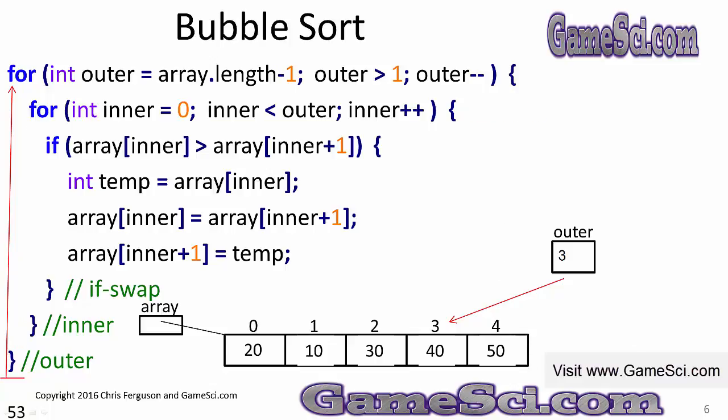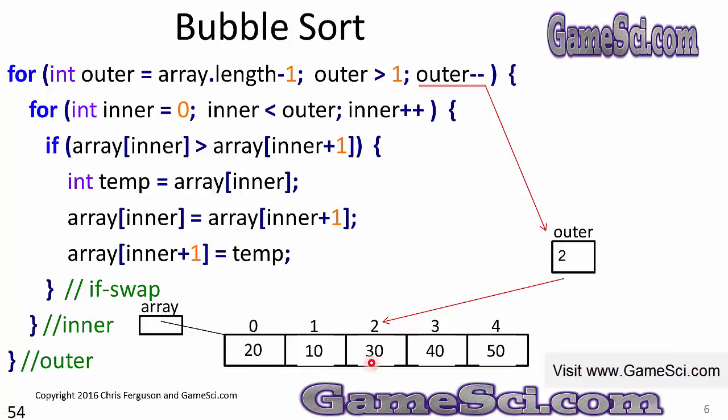We have the 2 largest numbers at the end of the array. We'll hit the end of the outer for loop and spin back up on the outer for loop. Outer minus minus is going to change our target. Outer minus minus is going to set outer equal to 2 and say scan the data and move the largest number you can find to position 2.